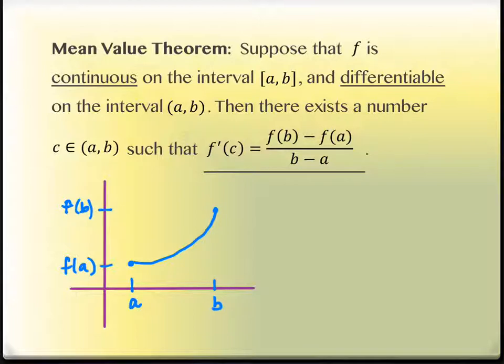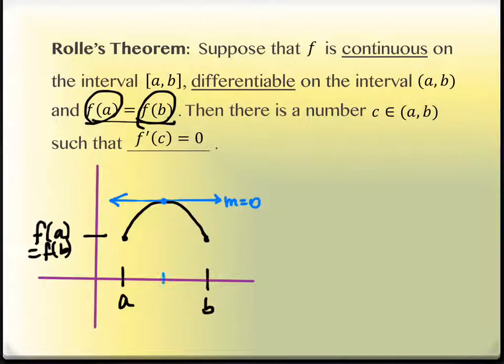Maybe yours is connected with a straight line. Maybe yours is connected with a curve that is steeper at the beginning and levels off towards the higher value. It doesn't matter, okay? Here's what this theorem says. This theorem says that there's a location C. I didn't even mark mine over here. I should have done that.